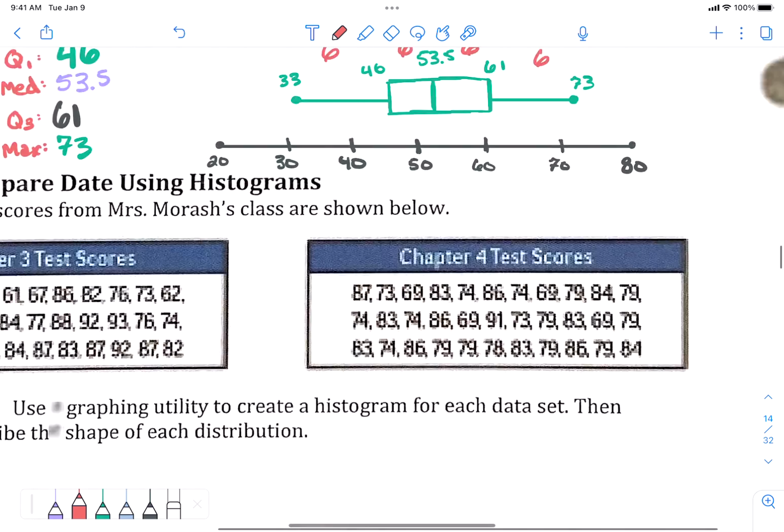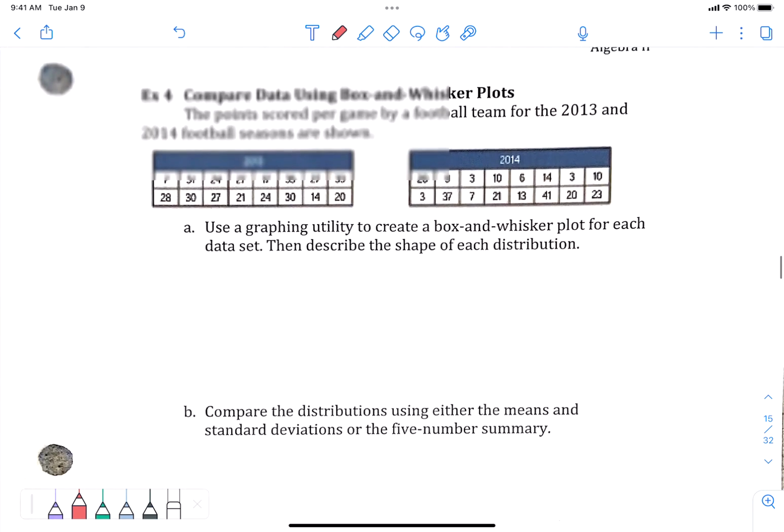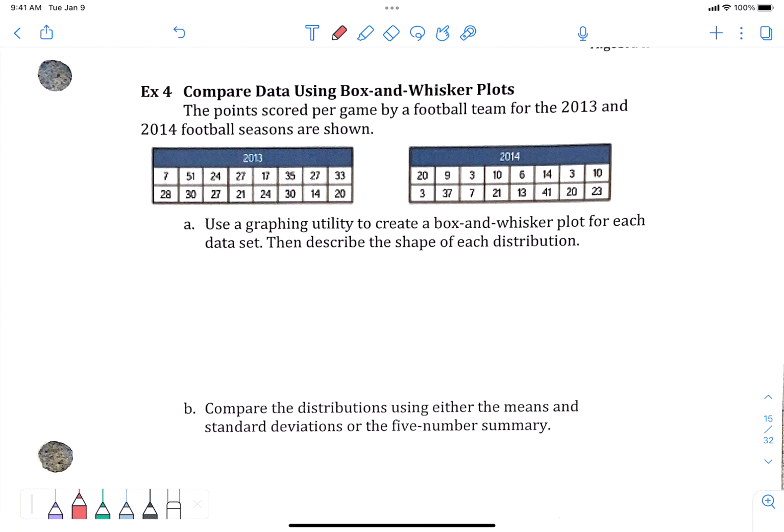Okay, let's go. We're going to skip example 3 because that's back to histograms, but we're going to do some more box and whisker plots and go to example 4. We're going to compare the points scored per game by a football team for the 2013 and 2014 football seasons. There are only 16 numbers on each one, and they are not in order.